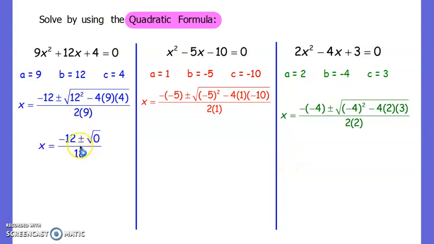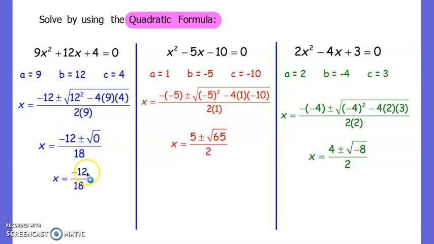Let's find the discriminant and clean up the bottom. Well, if the discriminant is 0, the square root of 0 is 0. So negative 12 plus or minus 0 is still negative 12. And we just get a negative 2/3. Note one solution because, again, 0 under the root.